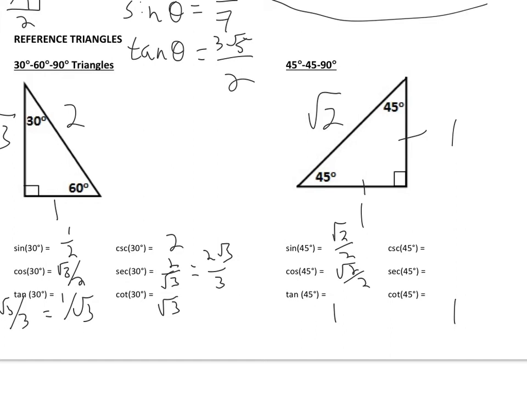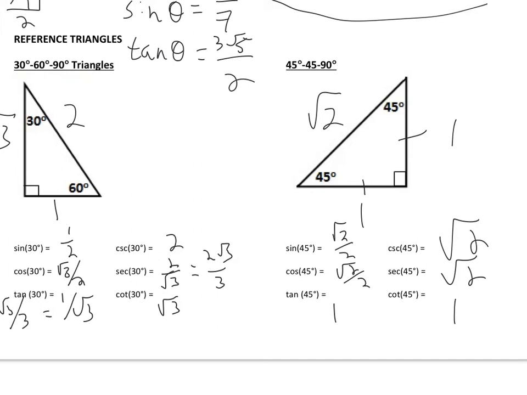And believe it or not, the secant and the cosecant are going to be really, really easy to get. The cosecant is just going to be the reciprocal of the sine. So instead of opposite over hypotenuse, it's going to be hypotenuse over opposite. So that's just going to be root 2, and so is the cosine.